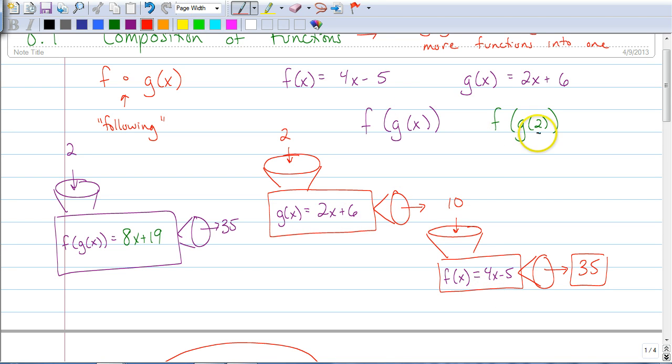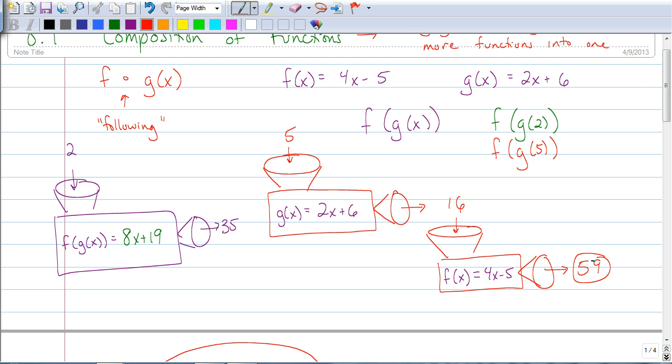So for example, let's say now I had to find f following g of 5. Well, I could do what I did yesterday, and I could put 5 inside of here. 2 times 5 is 10. 10 plus 6 is 16. So that gives me 16 as my answer. Now I have to put 16 in this other equation. Well, 16 times 4 is 64. 64 minus 5 is 59. So my final answer here would be 59.